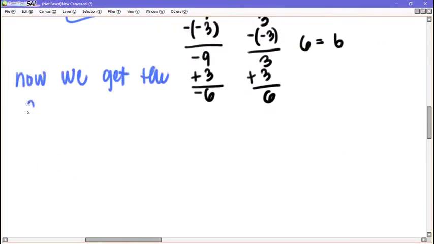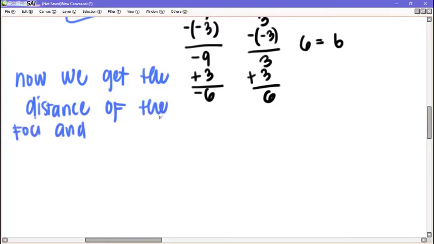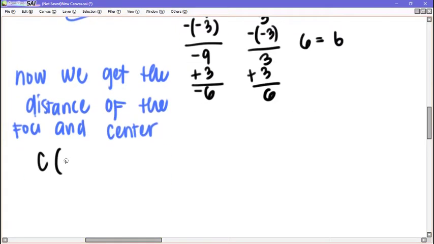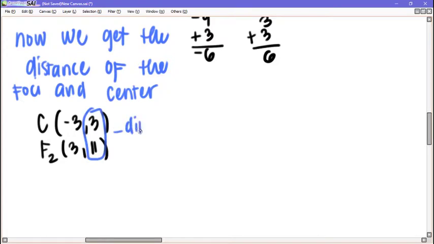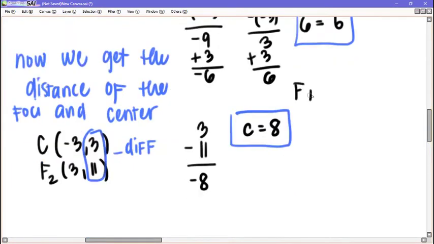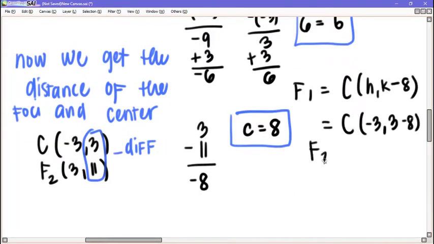Now we'll get the distance between the foci and center. We will get the difference of the K and the Y value of the foci. We'll subtract 11 from 3, so we get 8, which becomes the value of our C. One of our foci will be -3 and -5.